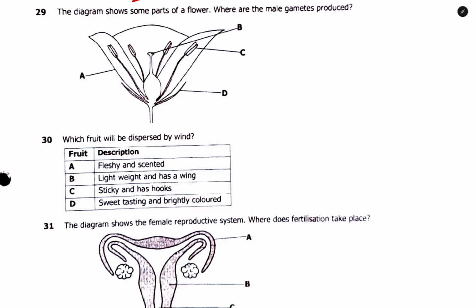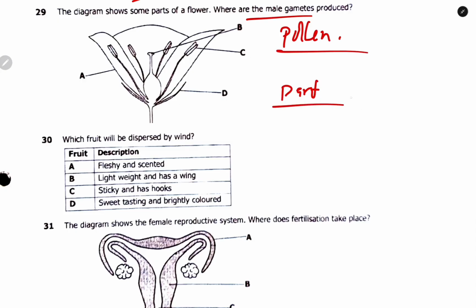Then up to question 29, the diagram below shows part of the flower. Where are the male gametes produced? The male gametes in this case is pollen. So where is it produced? Pollen is produced on the anther. Also know the parts of the male reproductive organs, and also female. So this is called the anther, which is C. It is produced right there. So the answer is C.